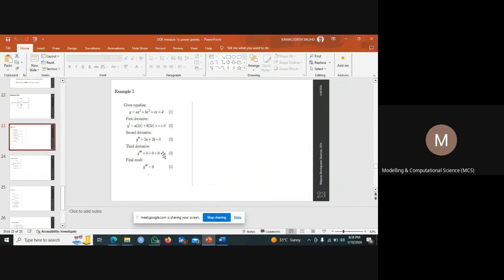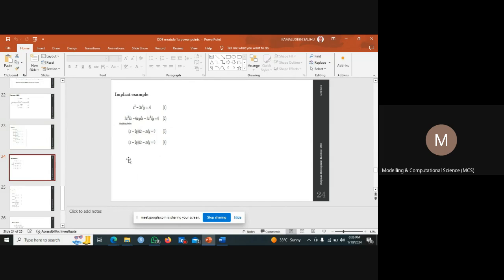So when you have 0, the fourth derivative definitely will give you 0. And it's obvious and it's very, very clear that the last one is free from arbitrary constant. For that reason, it is an ordinary differential equation.